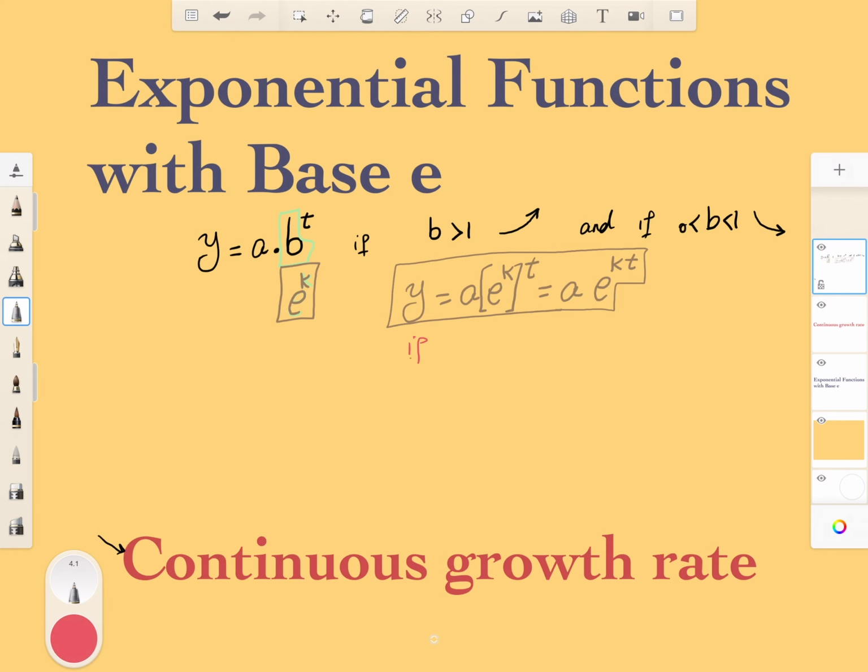If this k, which is the continuous growth rate, is more than 0, then y is increasing. If k is less than 0, then y is decreasing. So before we go to the word problem for using this formula, let's have some algebra practice.